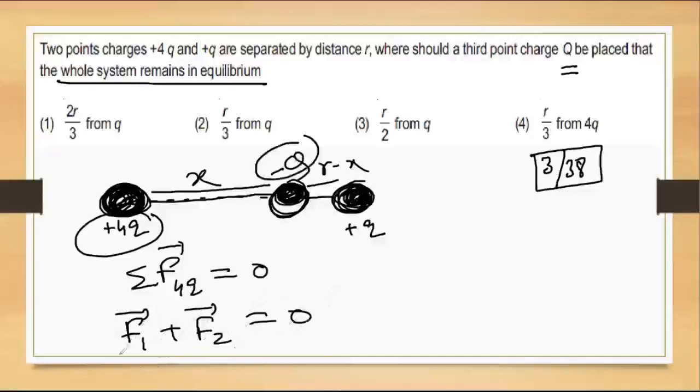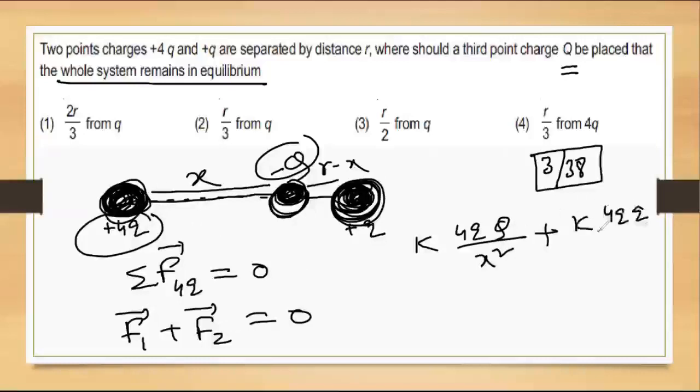Say F1 is the force between capital Q and 4Q, so it will be K into 4Q into capital Q by X square, plus F2, the force given by this and this, K 4Q into q by R square, must be equal to 0. So from here K can be cancelled, small q also can be cancelled.